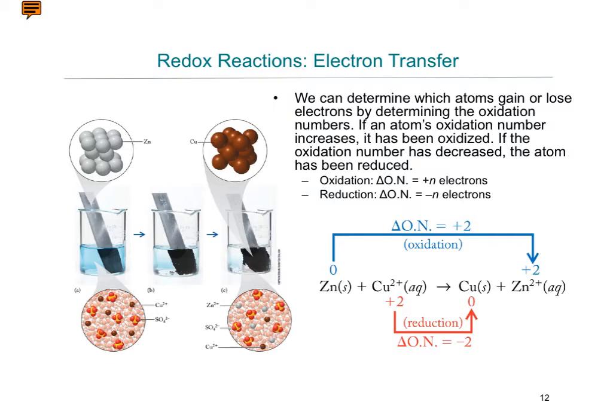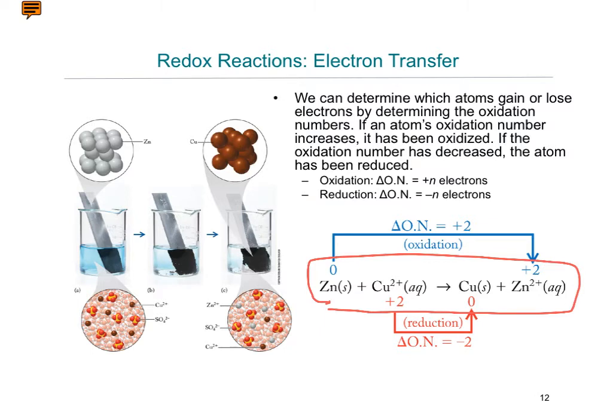Now, let's look at an overall chemical reaction that is a redox reaction, okay? We want to assign oxidation numbers, and then we want to determine what substance has been oxidized, which substance has been reduced, and how many electrons have been transferred. So this is a very simple example.